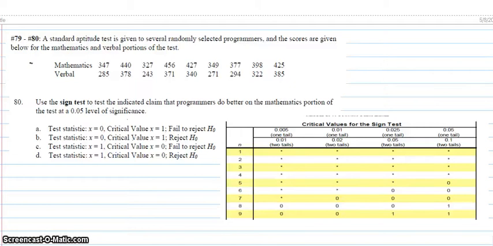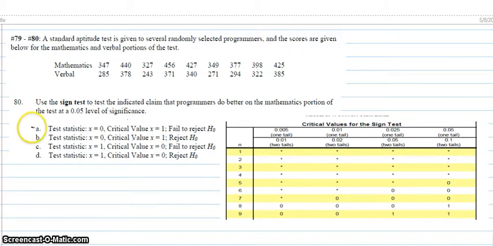A standard aptitude test is given to several randomly selected programmers, and the scores are given below for mathematics and verbal portions of the test. There's mathematics, there's verbal. The question says, use the sign test to test the indicated claim that programmers do better on the mathematics portion of the test at a 0.05 level of significance.